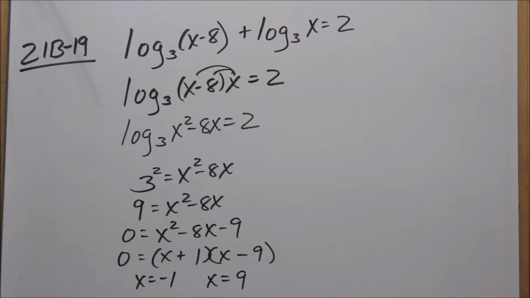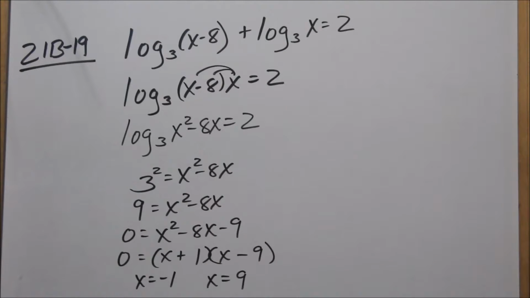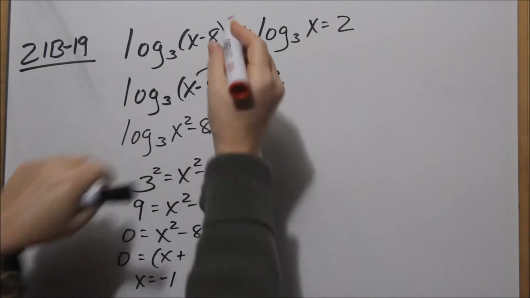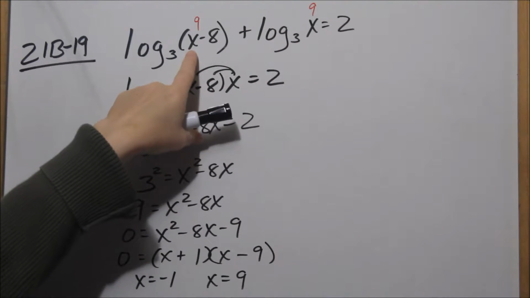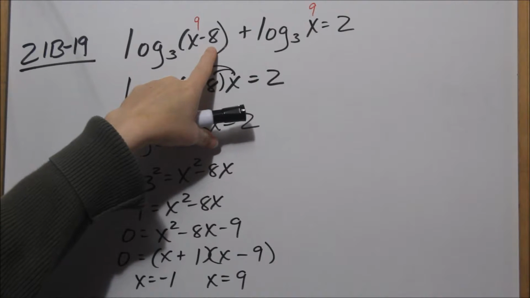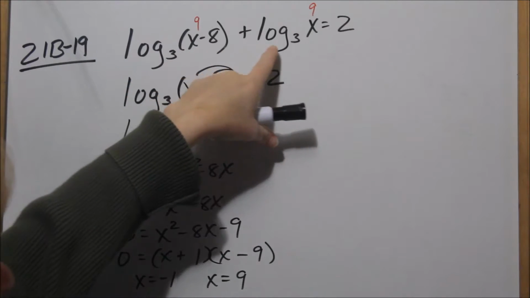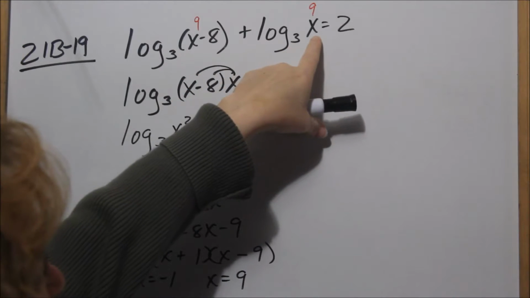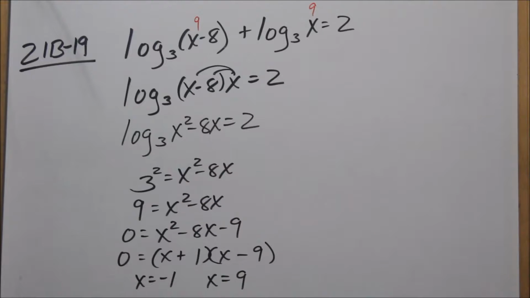It is really important for you to check your answers in these because not every answer will be valid. Okay? If you take x equals 9 and put it back everywhere you see an x, 9. Then if you went through here, 9 minus 8 is 1, and then log base 3 of 9, and then log base 3 of 9, this will be 1, 9 minus 8 is 1, then you can check and it will equal 2.